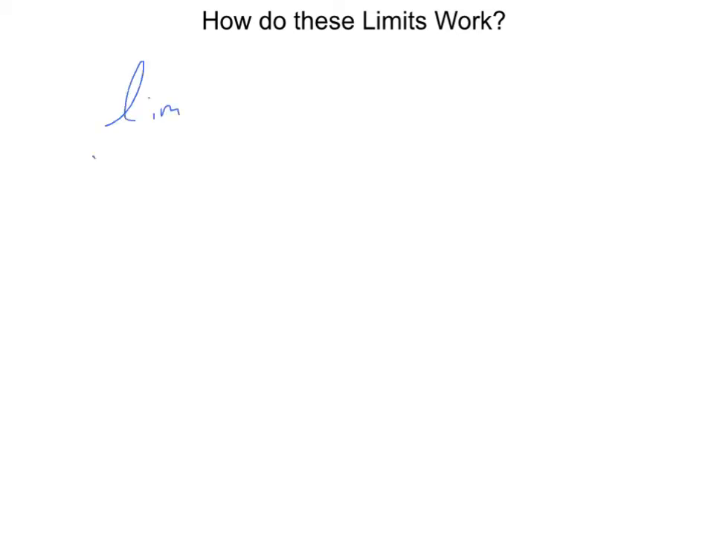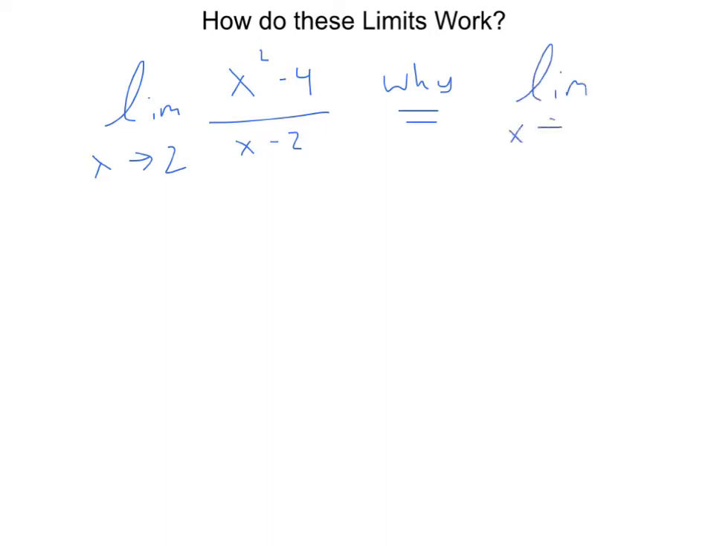when I ask you to do the limit as x approaches 2 of x squared minus 4 over x minus 2, why, and this is the important part, why is this equal to just doing the limit as x approaches 2 of x plus 2? And in case you didn't see that, we could factor this into x plus 2, x minus 2, the x minus 2's would cancel, and then we would end up with this over here. So the question is why?